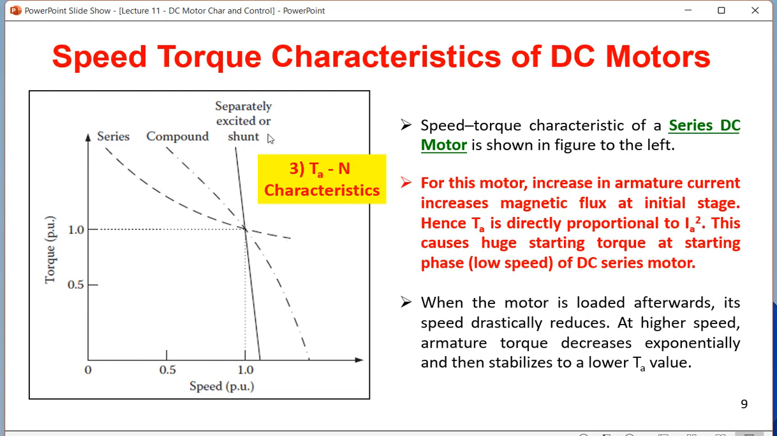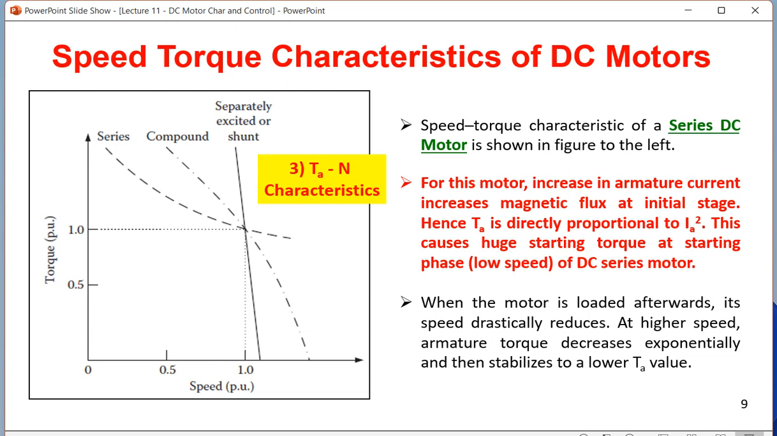For shunt motor, here it is separately excited or shunt. Here also initially the torque is very high, as speed is increasing, torque is decreasing, but the variation of speed on the x-axis is very small. So speed is almost constant over the whole region. In case of series motor, here speed is very high, here speed is very low, so there is a wide range of speed. But in shunt motor, the x distance between this top point and bottom point is very small. That means shunt or separately excited motors do not show very big variation in speed.